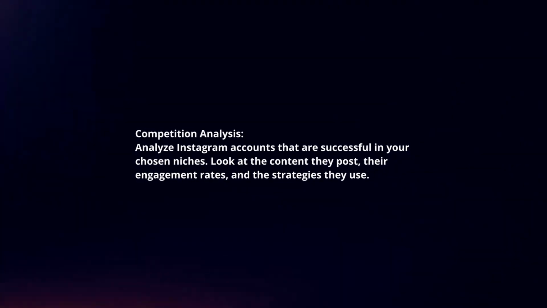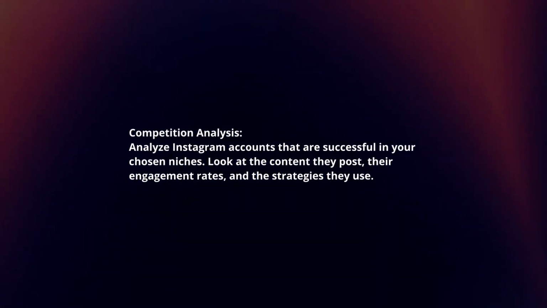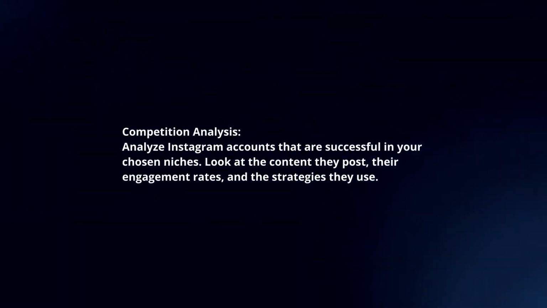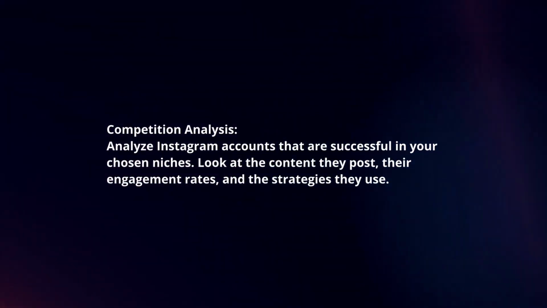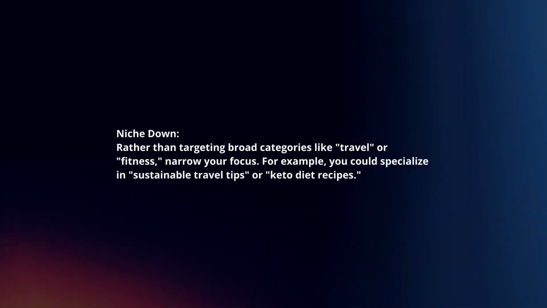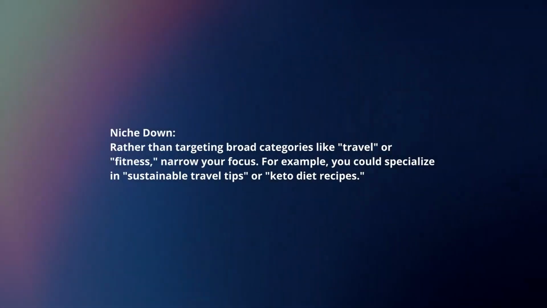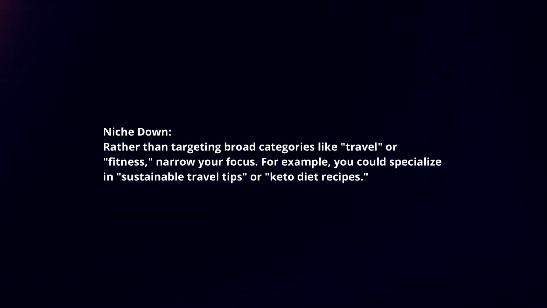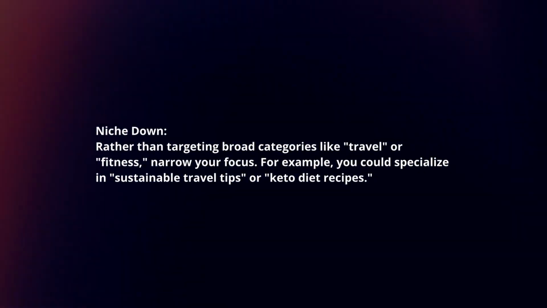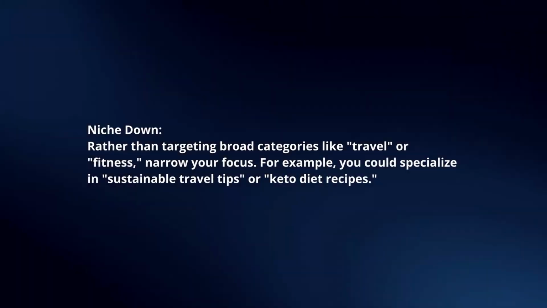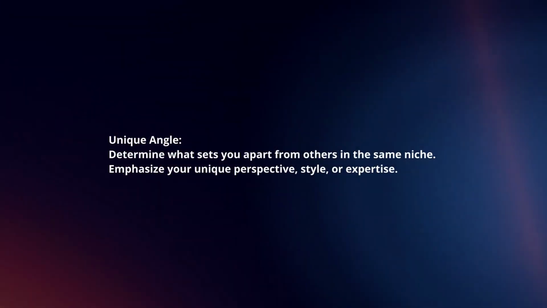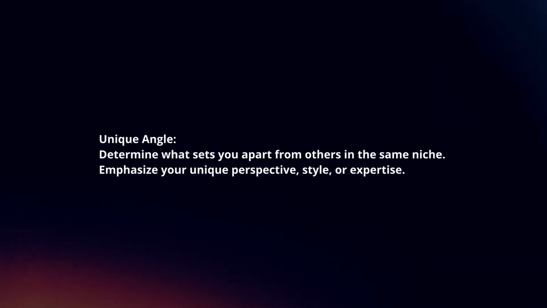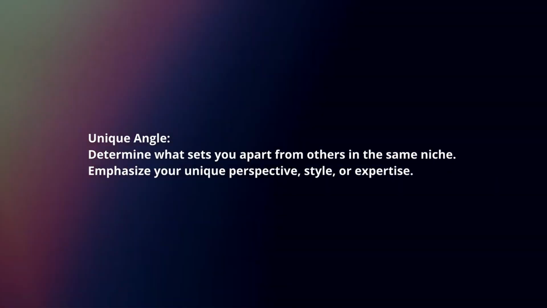Competition analysis. Analyze Instagram accounts that are successful in your chosen niches. Look at the content they post, their engagement rates, and the strategies they use. Niche down. Rather than targeting broad categories like travel or fitness, narrow your focus. For example, you could specialize in sustainable travel tips or keto diet recipes. Unique angle. Determine what sets you apart from others in the same niche. Emphasize your unique perspective, style, or expertise.